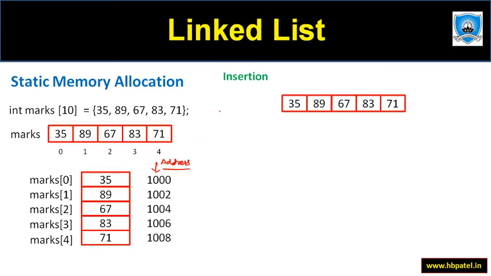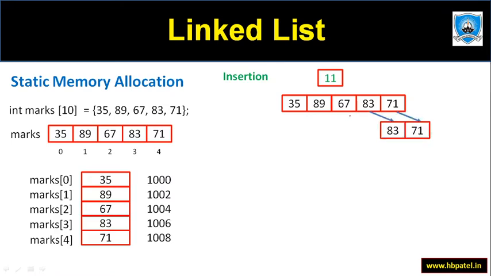For example, the same array is over here and I wish to insert, let's say, 11 between 89 and 67. This is a very simple application wherein I wish to insert an element in an array at a specific position. Let's say this is 0th, 1st, 2nd, 3rd, 4th. I wish to insert after 89, at this particular location. So what would I do? How can I insert 11 after 89?